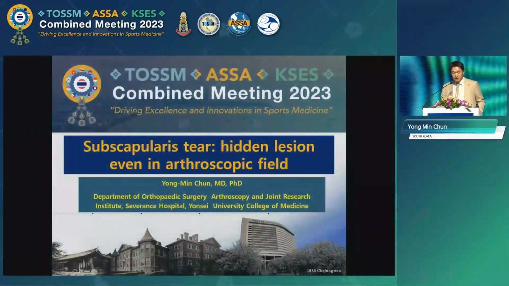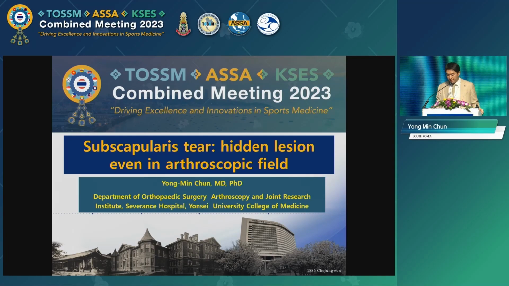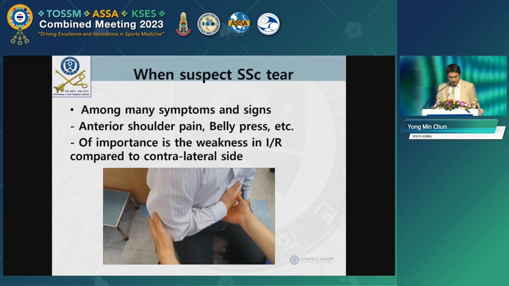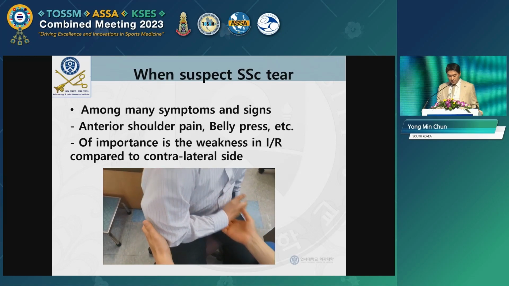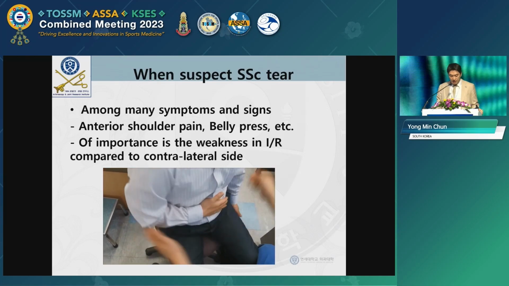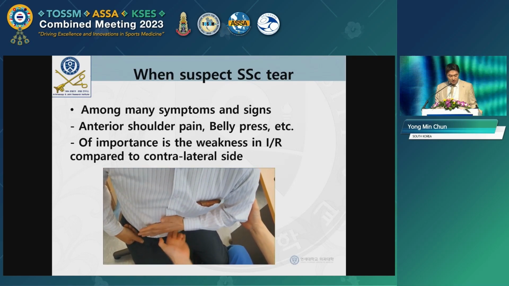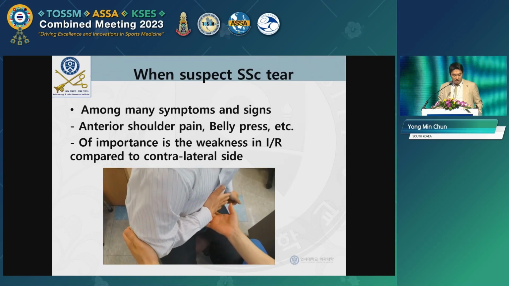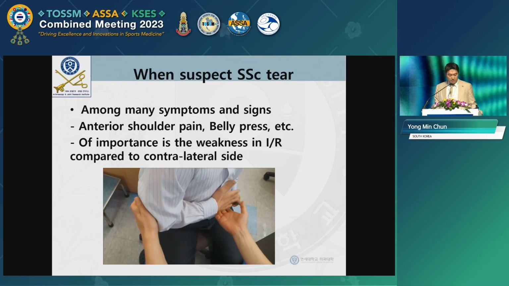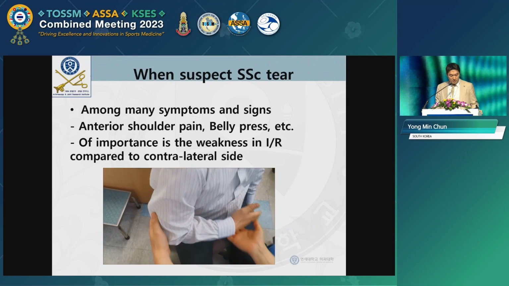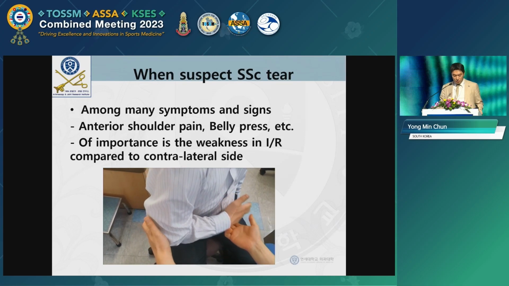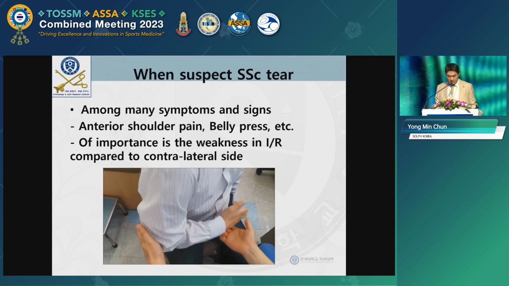My topic today is subscapularis tear, hidden lesion even in the arthroscopic field. When we suspect a subscap tear, there are many symptoms and signs related to subscapularis tendon tear, such as anterior shoulder pain or the belly press. I think one of the important ones is the weakness in rotation compared to the contralateral side.